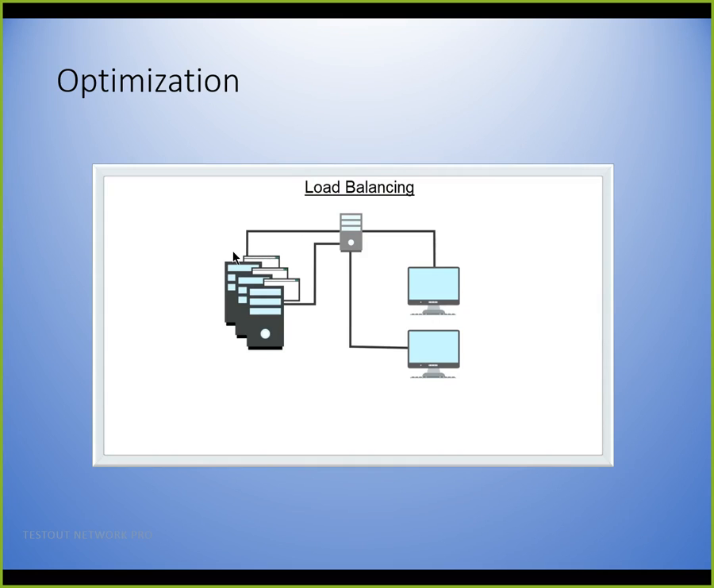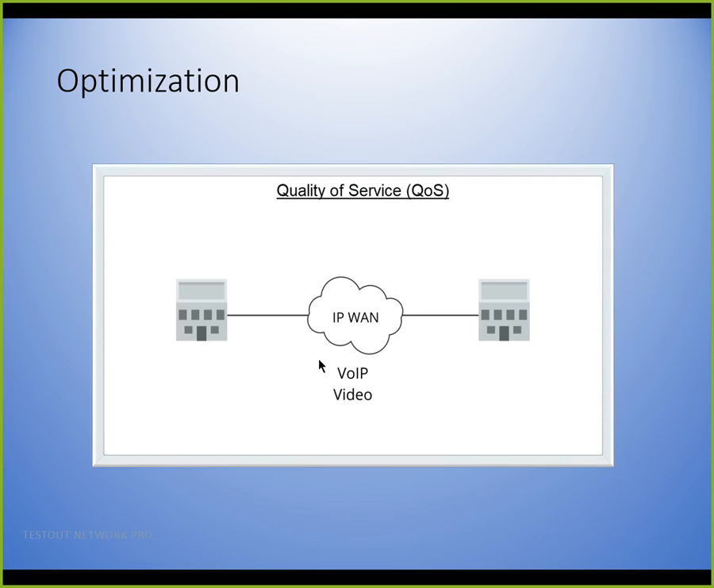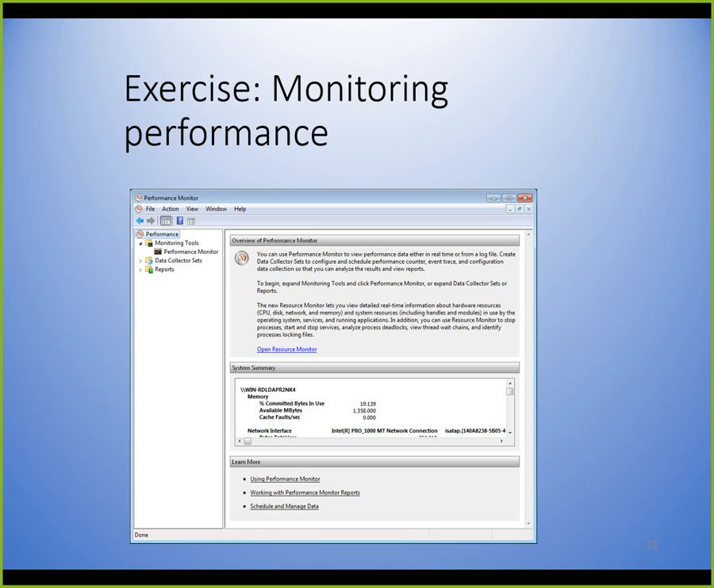Optimization, load balancing, and these are just some of those images. Load balancing, we have the ability to do that. Proxy cache, it caches the information, and it does other things that we talked about last night. Quality of service, where we give some traffic priority and other traffic doesn't, and the best effort is no priorities are assigned.